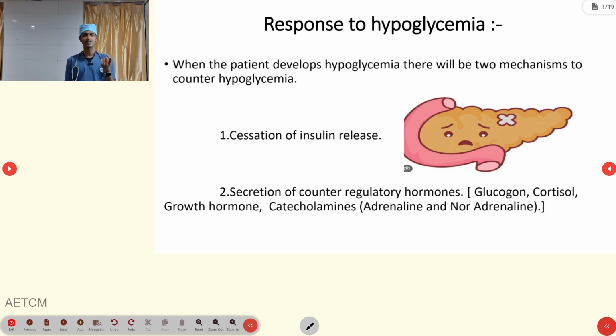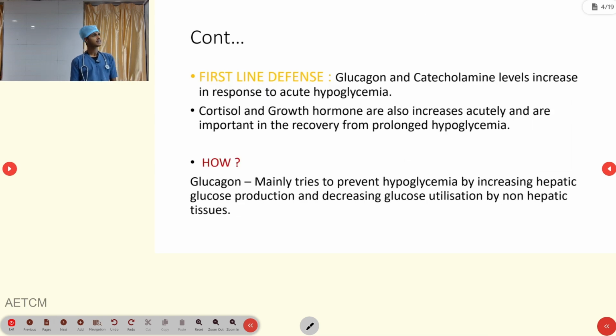So 2 mechanisms. First one, it will temporarily stop the insulin release. Second one, it will secrete the counter regulatory hormones. In the counter regulatory hormones, you can see the catecholamine release. This is the reason why we are getting the sympathetic nervous system stimulation symptoms. In the definition we said you will get symptoms of sympathetic nervous system stimulation. It is because of this catecholamine release, as a counter regulatory mechanism, that we are getting those symptoms. As the first line of defense, glucagon and catecholamines will come into action, and if it is a prolonged phase of recovery, then cortisol and growth hormone will take over.